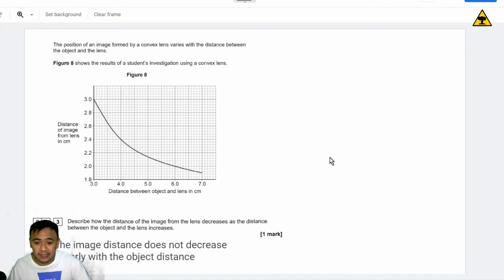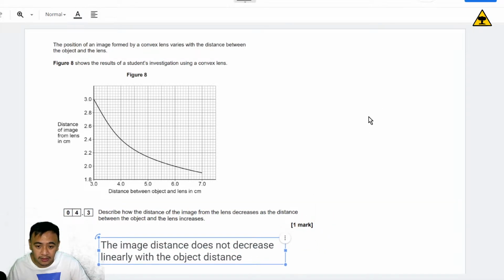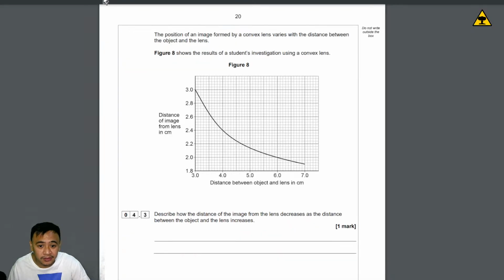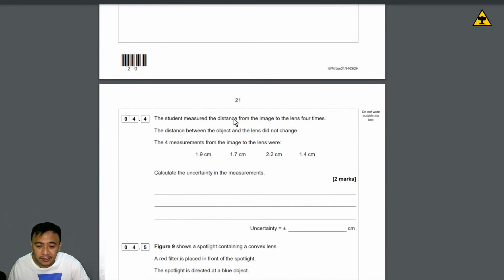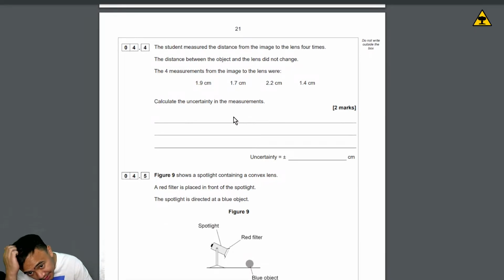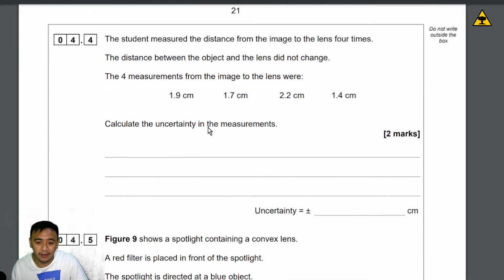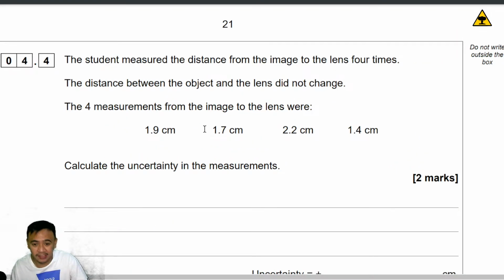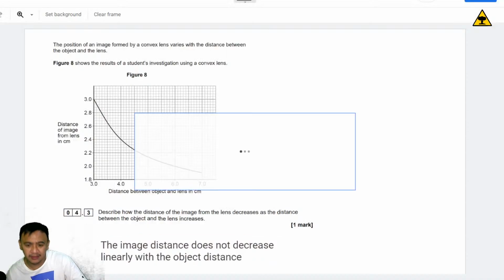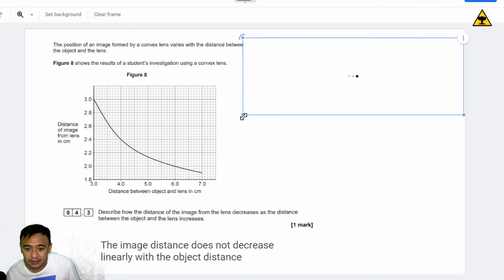Okay, so let's go now to the next question. The student measures the distance from the image to the lens 4 times. The distance between the object and the lens does not change. These are the 4 measured values. Your task here is to calculate the uncertainty in the measurements.